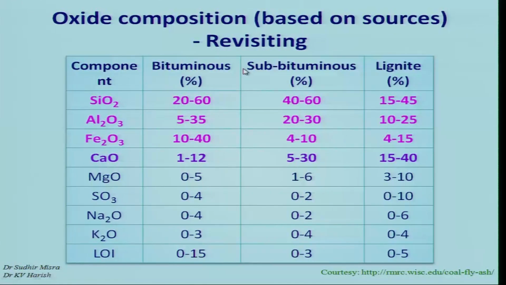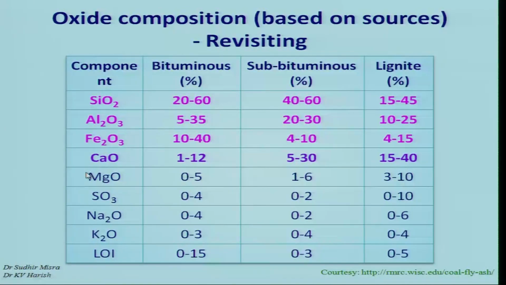You have bituminous, subbituminous, and lignitic sources of fly ash, and out of all the oxides that are listed, the ones that are very important are silicon dioxide, aluminum oxide, iron oxide, and calcium oxide. The other things are generally considered as minor oxides, but that does not mean that these are present in very small amounts that you can completely neglect. These are also present in quite substantial amounts.